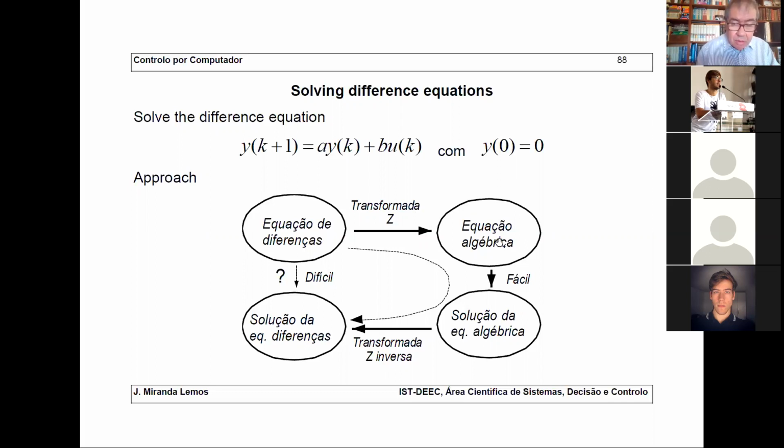If you solve the algebraic equation, that's an easy task, you get the solution of the algebraic equation for the z-transform. And then what you do is you apply the inverse z-transform. To apply the z-transform and the inverse z-transform, you use the tables that you have compiled for the z-transforms. So by going this way around, you solve the difficult problem of solving the difference equation. Let's apply this to solving a first order equation where a and b are constants, and we have a zero initial condition.